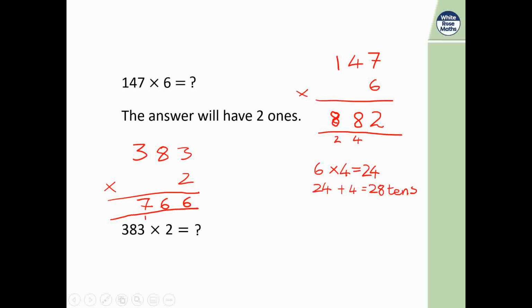Right, so this one is smaller than that one. The answer will have 6 ones. So we know it's correct because they say 2 ones here, and we've got 2 ones. And here they say 6 ones, and we've got 6 ones. Okay?